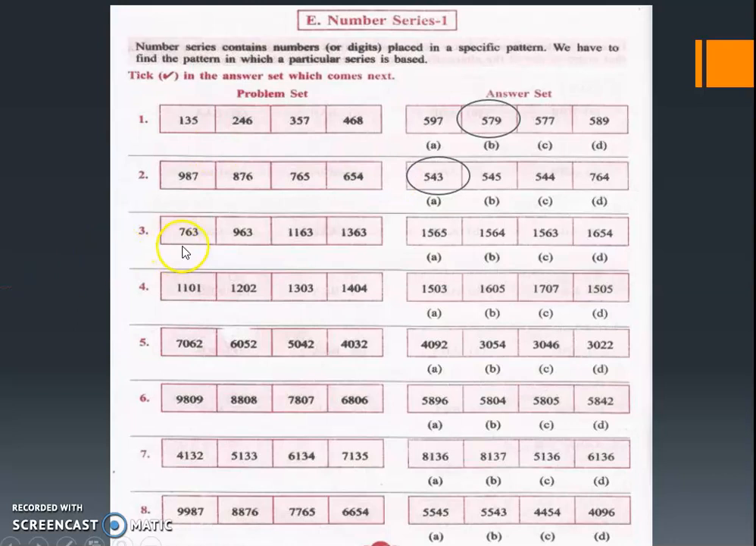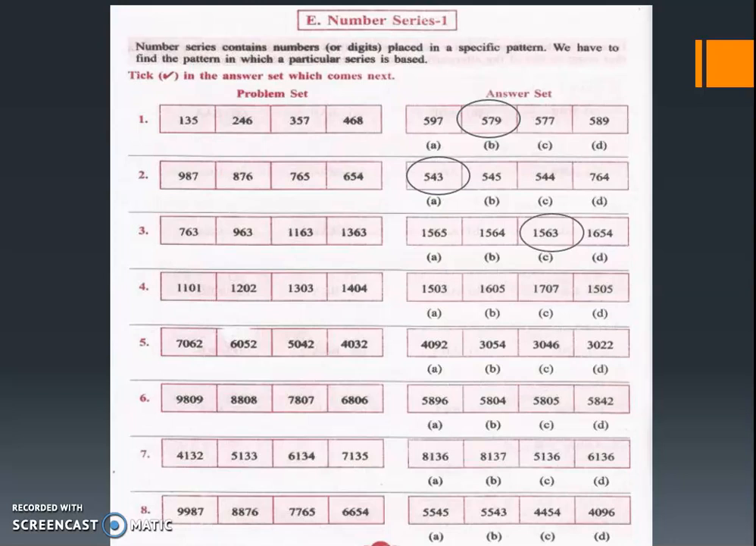Yes. Now coming back here, 763, 963. So the thing is 200 is getting added with the next value, right? So if this value is there, I have to add 200, then I will get the next value. Likewise, 200 is added with each value, right? So if I am adding 200 with 1363, then I will get 1563. So this is the series of it.